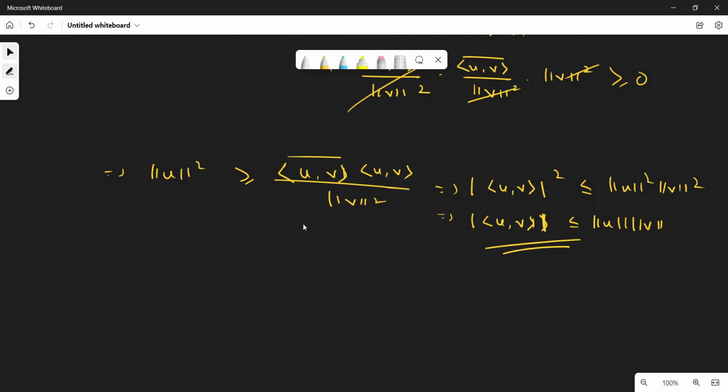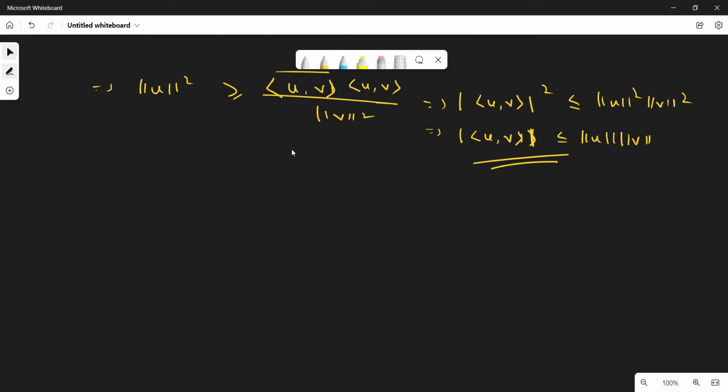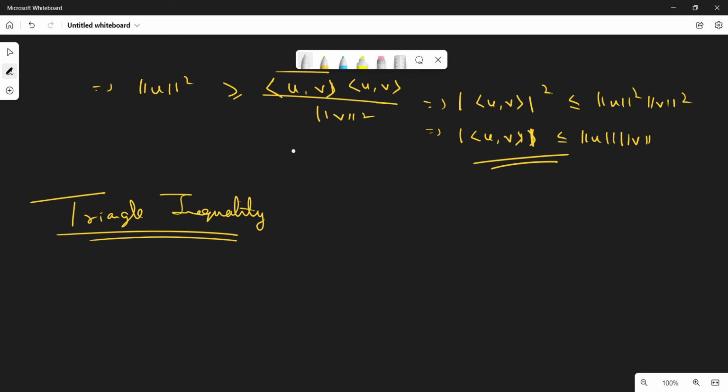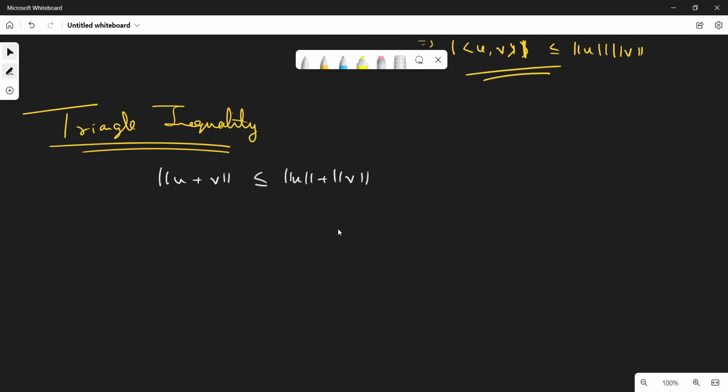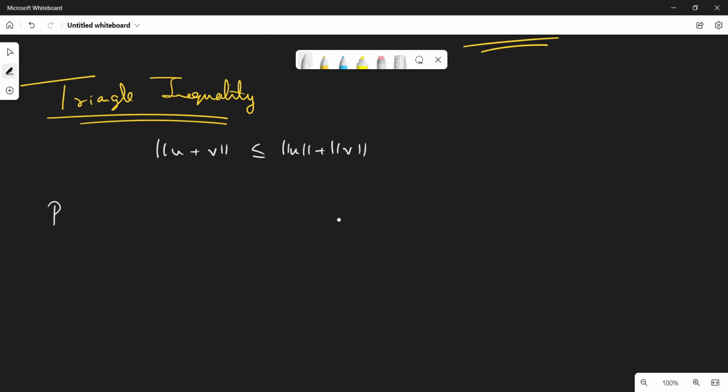Now let us take, using the Cauchy-Schwarz inequality we can do the triangle inequality proof. So the triangle inequality says norm of u plus v is less than or equal to norm of u plus norm of v, right? Let's see. Proof of the statement goes something like this.